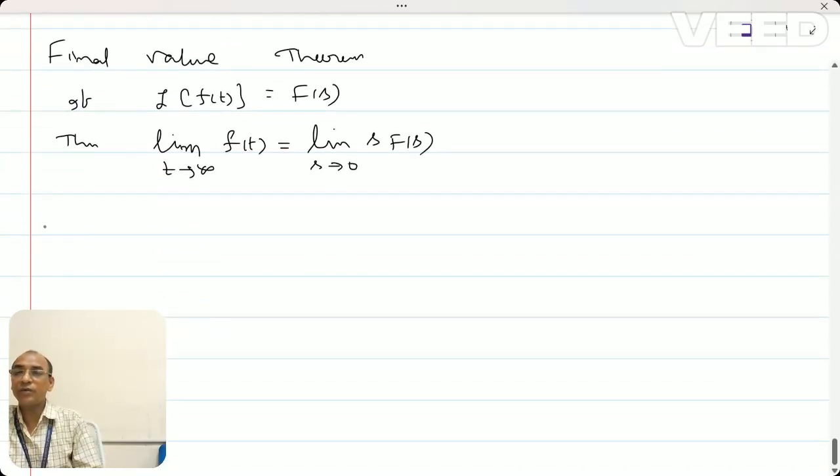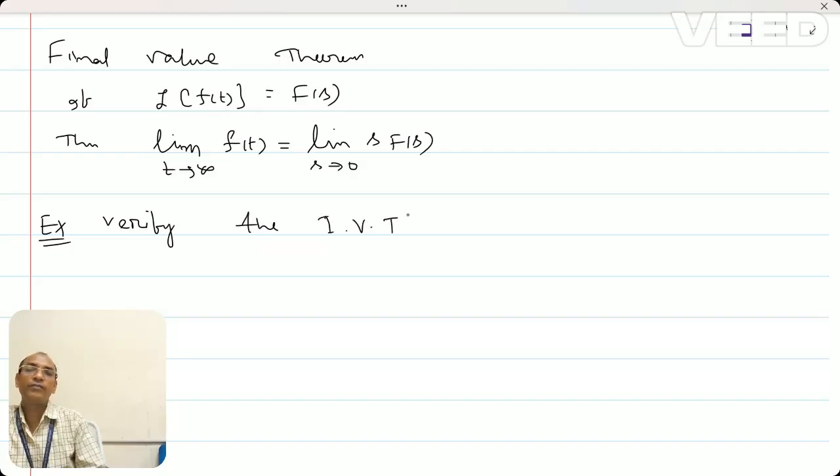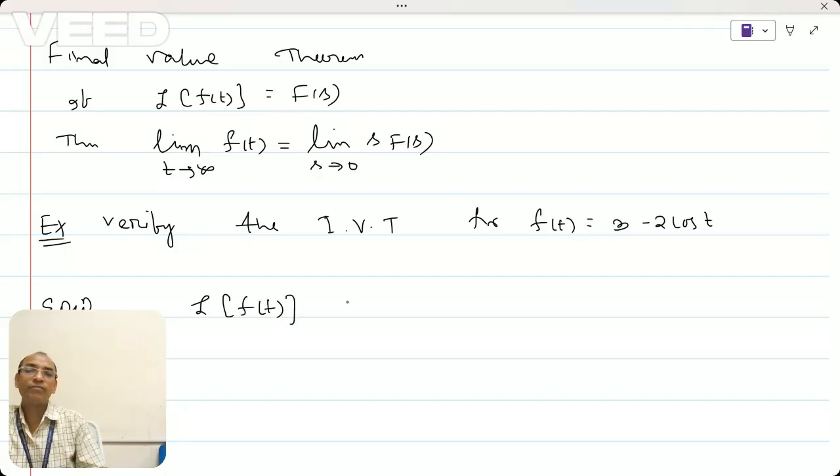So in the question, you will have something like this: verify the initial value theorem for f(t) equal to 3 minus 2 cos t. So suppose this is my f(t). In order to verify the initial value theorem, let me first find the Laplace transformation of f(t), which is the Laplace transformation of 3 minus 2 cos t. Let me find it using the linear property.